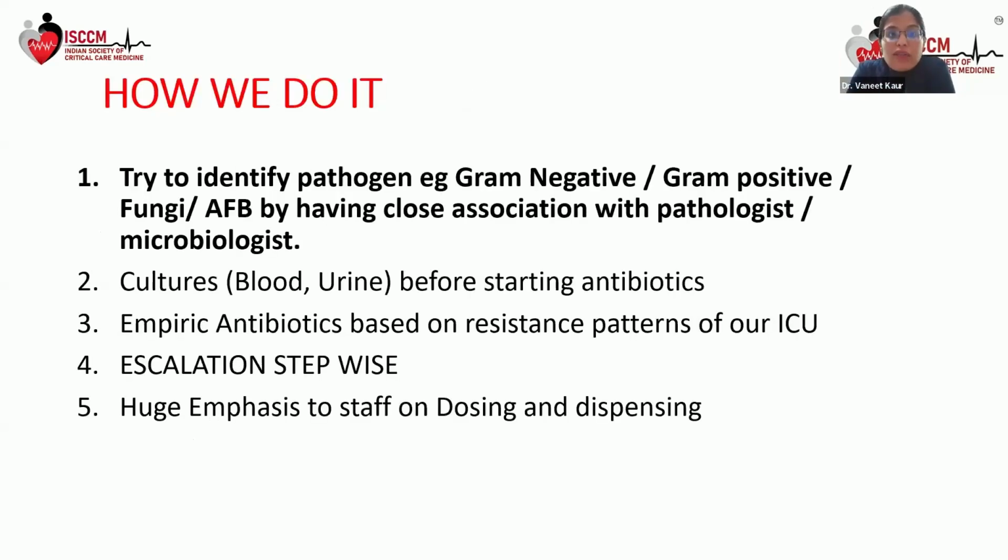The first is we have to identify the pathogen. That is depending on the source, whether we are suspecting lung as the source, whether we are suspecting urine as the source, whatever source we are suspecting. Then according to that, whether we are suspecting gram negative, positive, fungus, or AFB, by having close association with pathologist or microbiologist. Second, before starting antibiotics, cultures, that is blood, urine, etc., have to be sent.